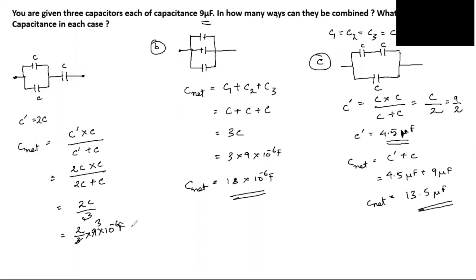Okay, so when you do the calculation, you get 6 microfarad. So this is the fourth way to arrange these three capacitors, and this is the effective capacitance of such an arrangement. Right? In this way, you should be able to do it.